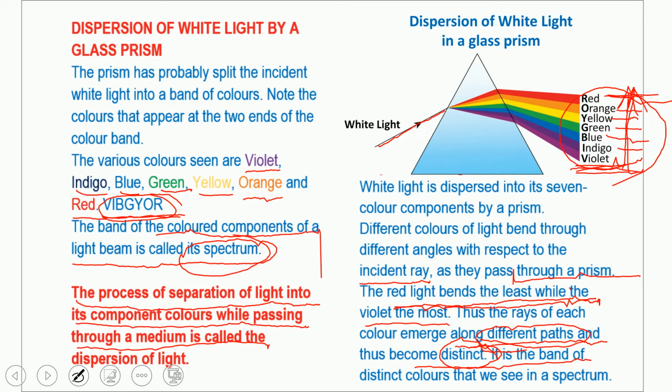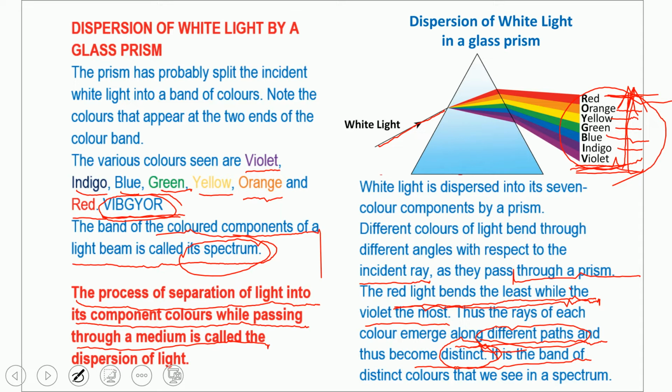It is the band of distinct colors that we can see in a spectrum. Sure, all of you? So that is about the dispersion of white light. When white light passes through a prism, what will it do? It will separate the light into its component colors. This process is called the dispersion of light. Sure, all of you? Now, why is it happening?